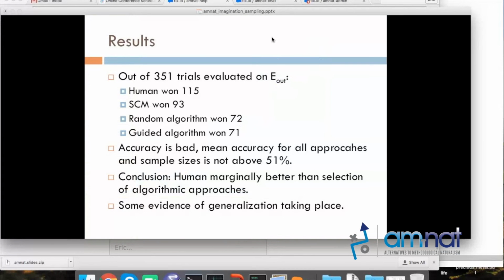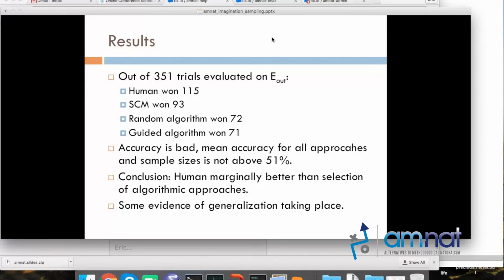So I did 351 trials, and I evaluated. The way that machine learning evaluation works is you develop your hypothesis, and then you take one set of samples, and you take that hypothesis and evaluate it on a completely different set of samples. That's important so you don't cheat and know what you're going to be tested on.